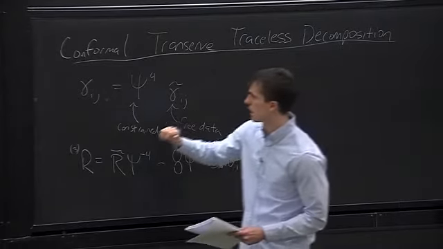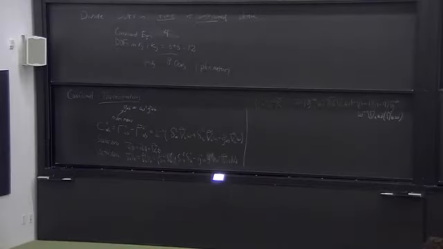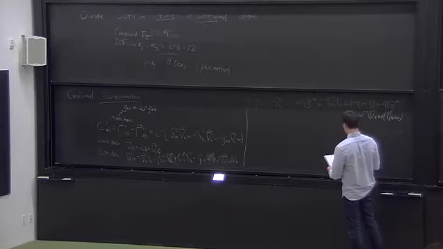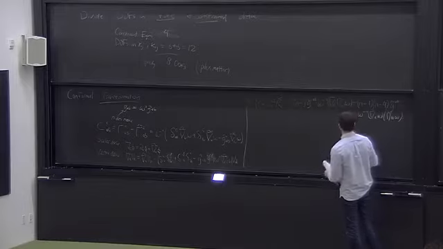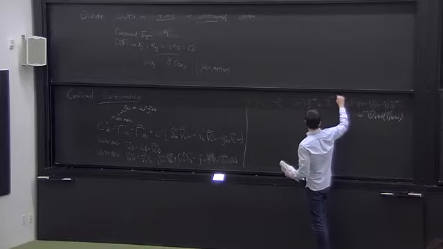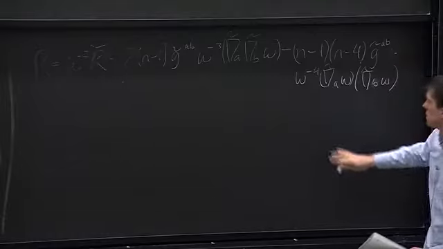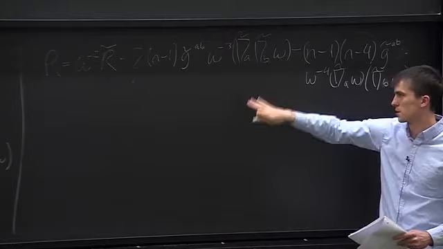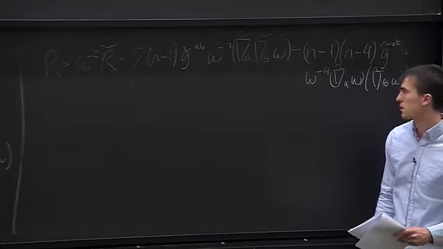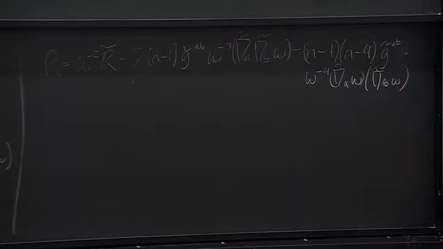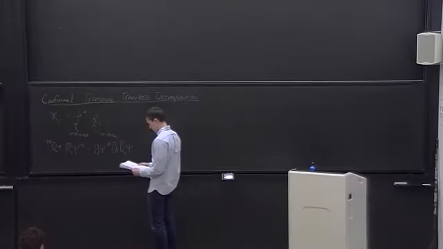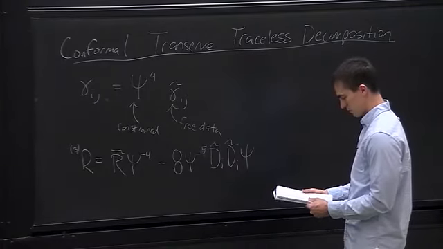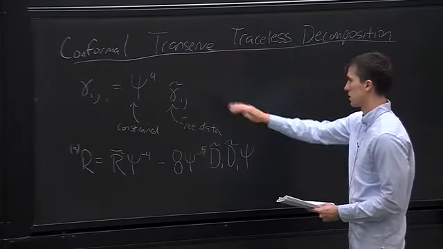Just to emphasize, the tilde over this just means the covariant derivative with respect to the tilde metric, and so on, and here as well. And so that's how we decompose the 3 metric.